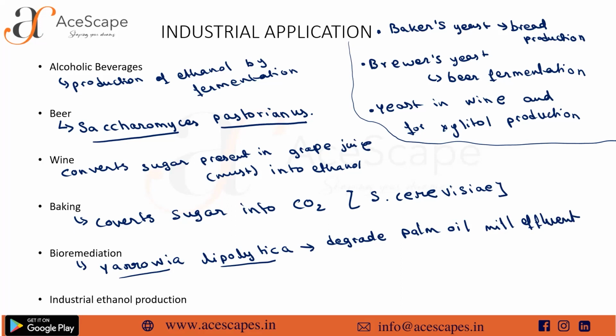In oil mill effluent, especially palm oil mill effluent, it degrades that before leaving it to the environment. If we degrade it, then it will cause less harm. It won't spread pollution.